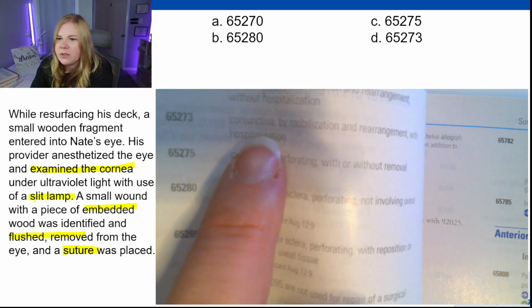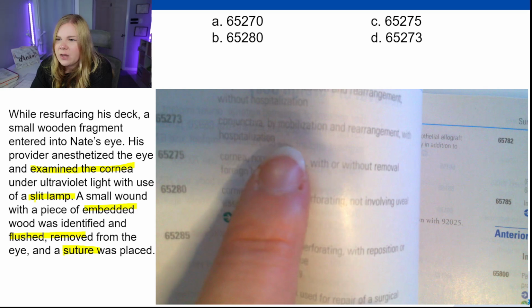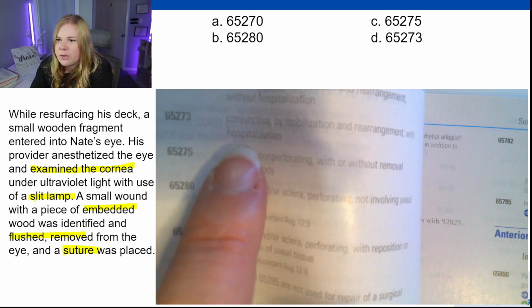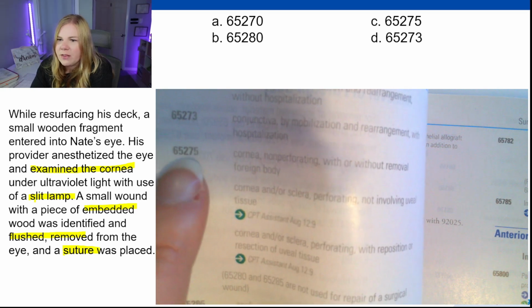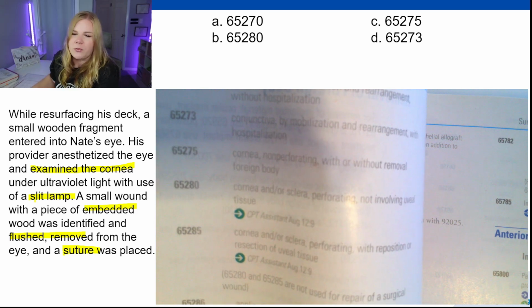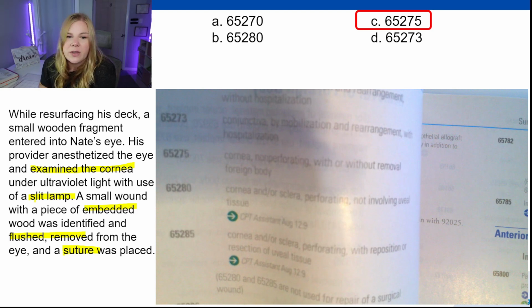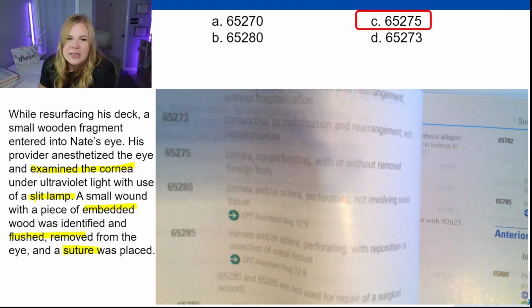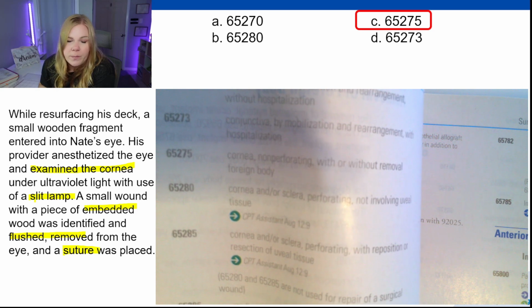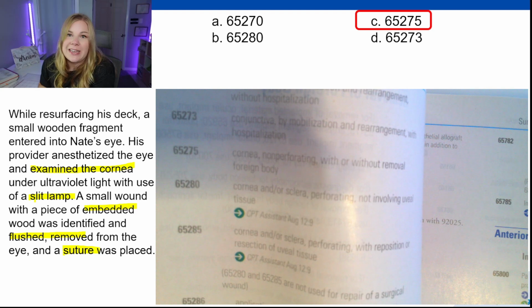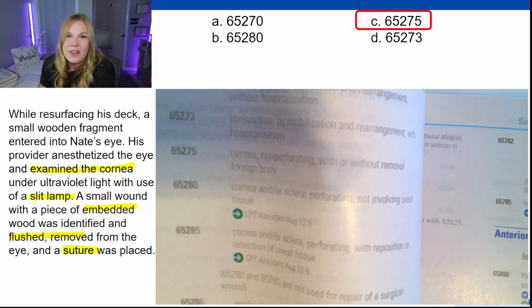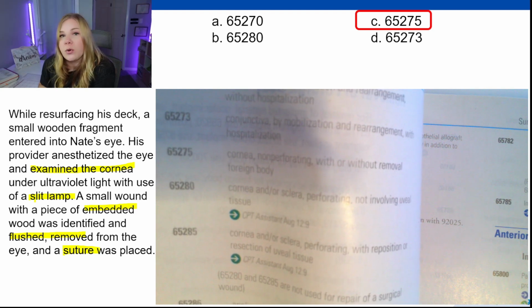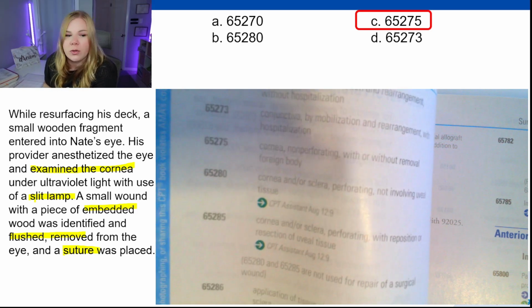That option D is conjunctiva by mobilization or rearrangement with hospitalization. We're definitely looking here at option C. So option C is our 65275, and that is the repair with the suturing and with the foreign body removal. If you wanted to look this up in the index, you would go to cornea and then repair, wound, and non-perforating, and it would lead you to the same code.